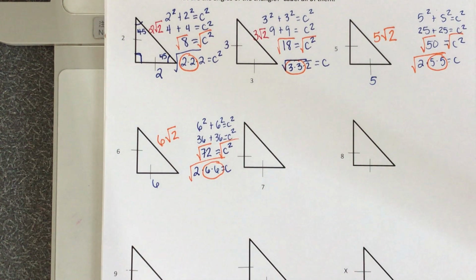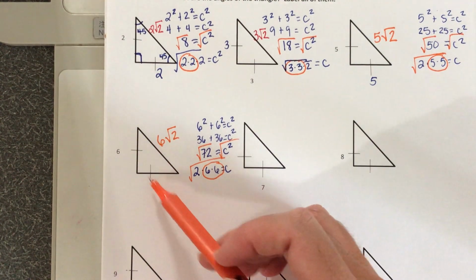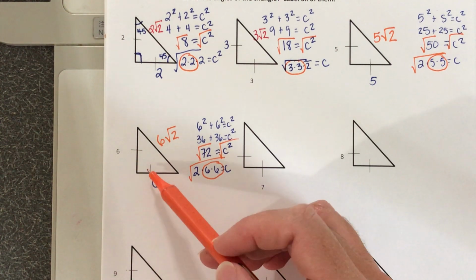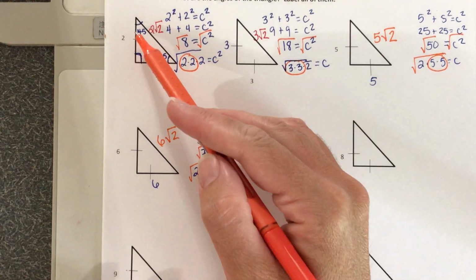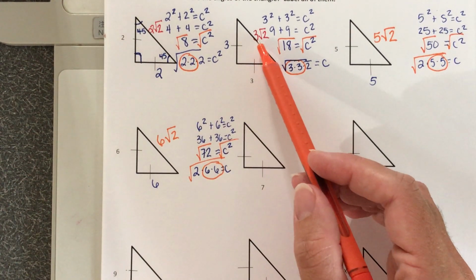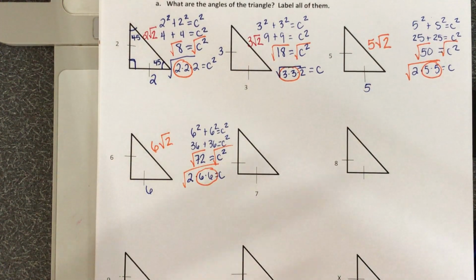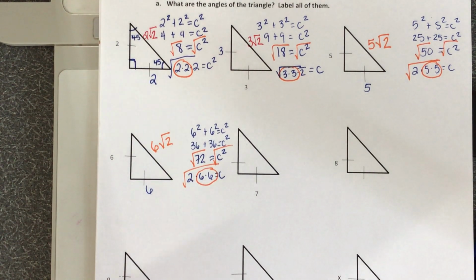So I bet you're starting to notice something. Are you starting to notice that my legs are always, of course, going to be the same, but my hypotenuse? Do you notice a pattern? 2, 2, 2 times the square root of 2. 3, 3, 3 times the square root of 2. 5, 5, 5 times the square root of 2. 6, 6, 6 times the square root of 2.